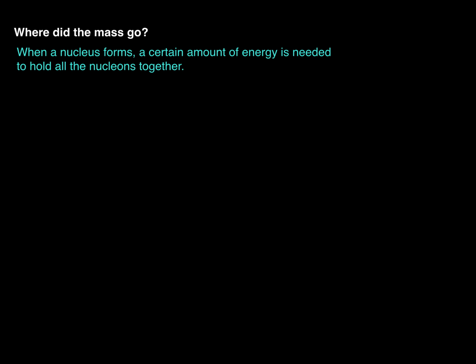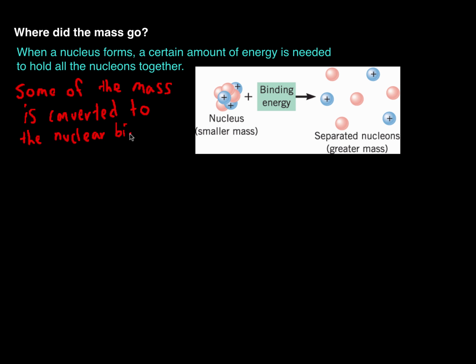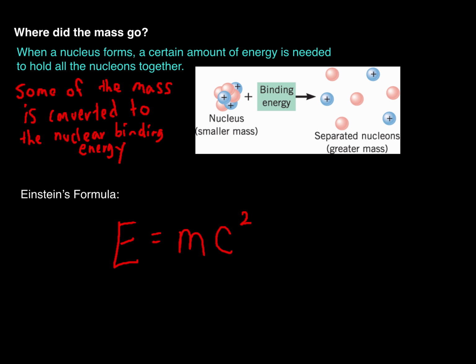Where did the mass go? When a nucleus forms, a certain amount of energy is needed to hold all the nucleons together. Separately, they have a greater mass. When you combine them together, they have a smaller mass. Some of the mass is converted to the nuclear binding energy to hold the nucleus together. Einstein showed that mass and energy are interchangeable. Mass and energy are equivalent in the formula E equals mc squared.